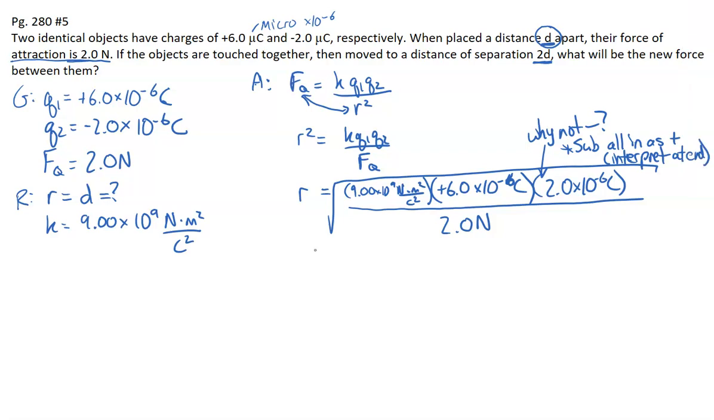So the r value that we find is, and we want to keep lots of extra significant digits here to not get a rounding error, 0.232379 meters. And then it's a matter of saying, well, now what happens when you touch them together? Well, whenever we touch two charges together, they distribute the charges evenly between them.